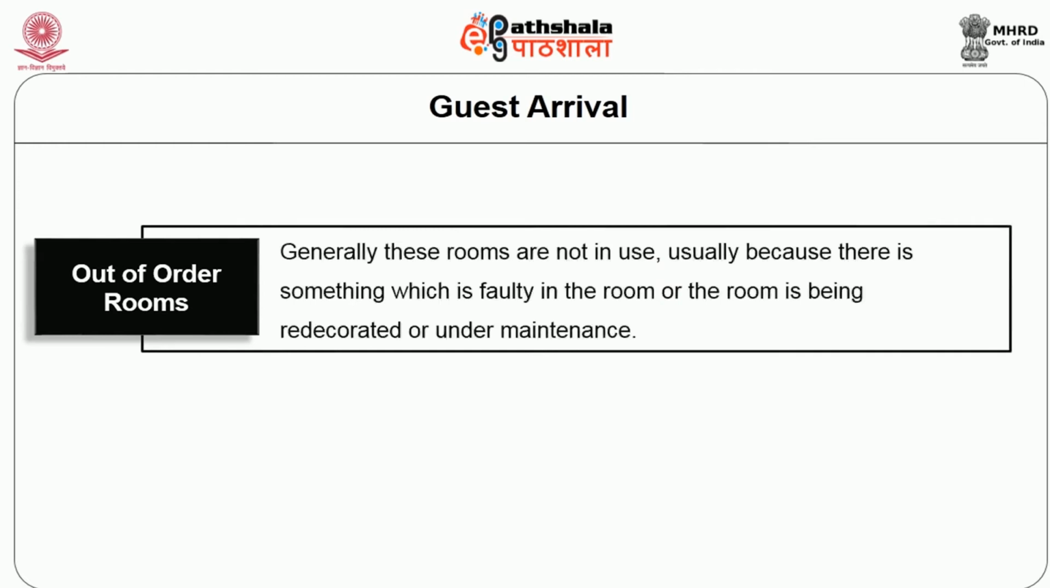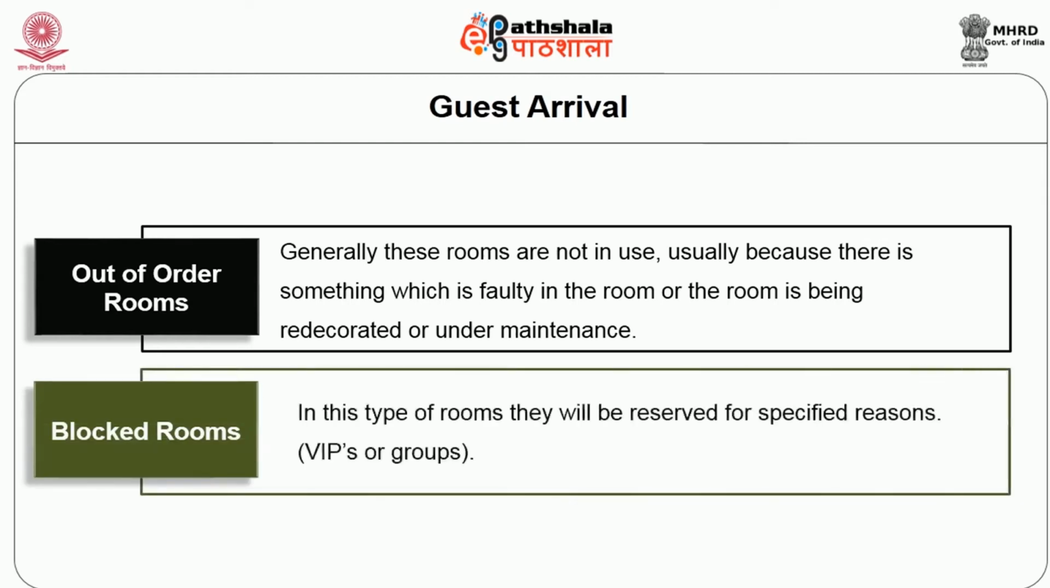Next is out of order rooms. Generally these rooms are not in use, usually because there is something faulty in the room, or the room is being redecorated or is under maintenance or repairs. Next is blocked rooms. These rooms are reserved for specific reasons, say for some special groups or for any VIPs or special persons.